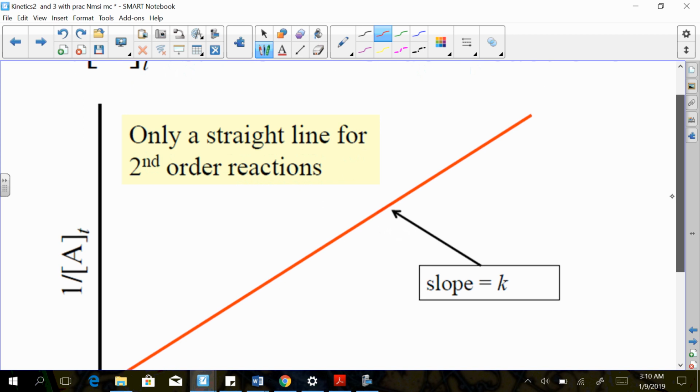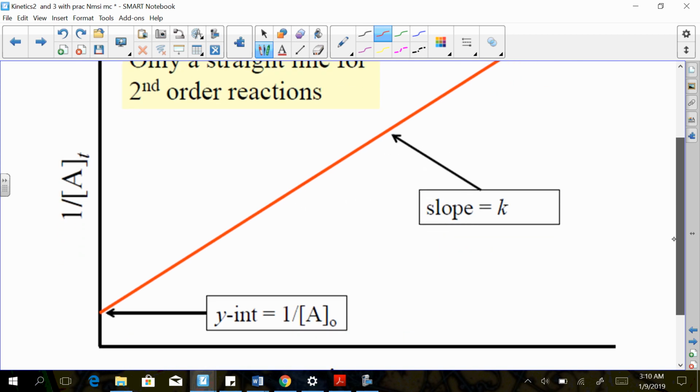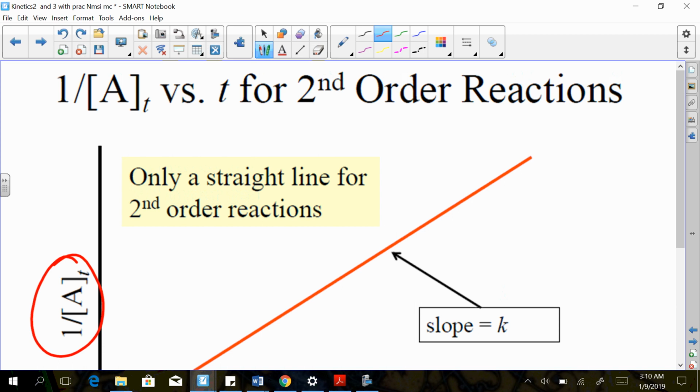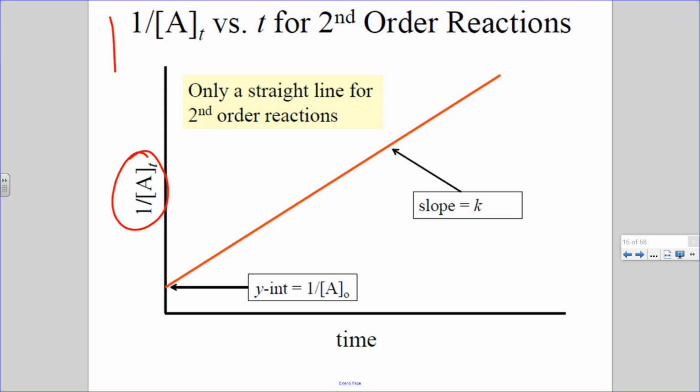Okay. Now, like we said earlier, when you have this on this axis and you see a straight line, then it's a second order reaction. This is the only one that will have a straight line if it's second order. If you have the other graphs, they'll be curves.